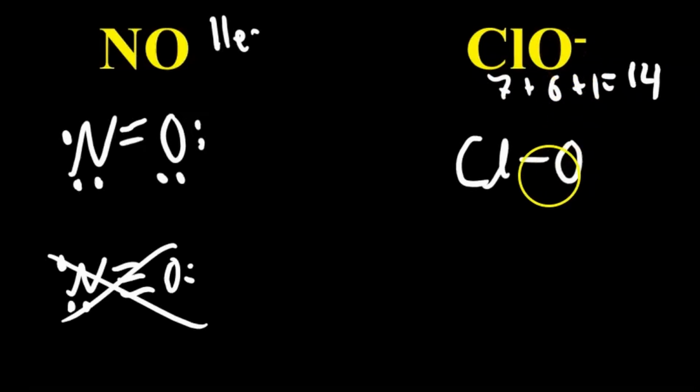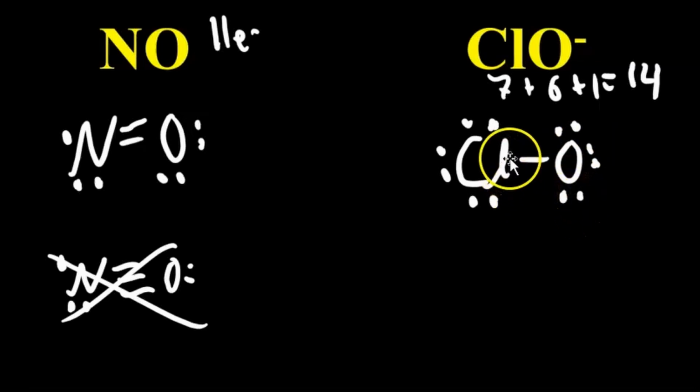And there's 14 electrons, 2 in the bond. We'll start with the oxygen since it's the more electronegative atom, though it doesn't matter which one we start with. 1, 2, oh, there's 2 in the bond. So 3, 4, 5, 6, 7, 8. We have a complete octet. 9, 10, 11, 12, 13, 14.